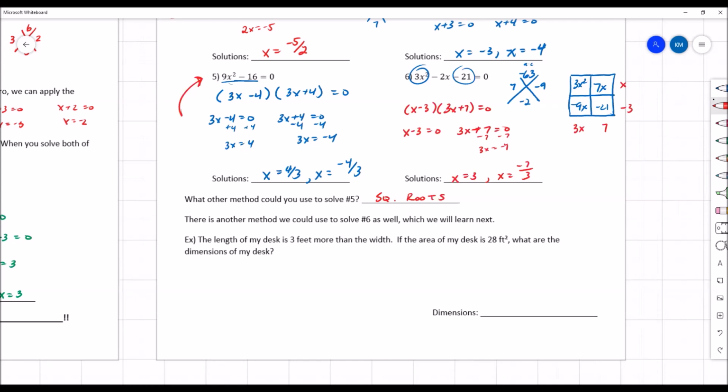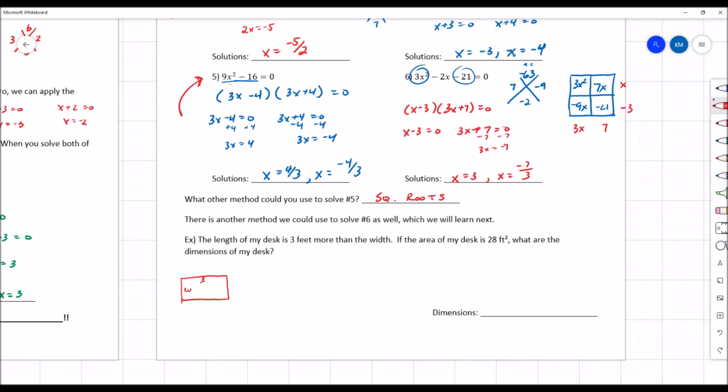Okay, let's look at this last problem. It says the length of my desk is 3 feet more than the width. If the area of my desk is 28 feet squared, what are the dimensions of my desk? So rectangular desk. And we know that we find the area by length times width. This is W since I pronounce it that way. All right, so we know that the area of a desk is length times width, or base times height, however you want to think of that.